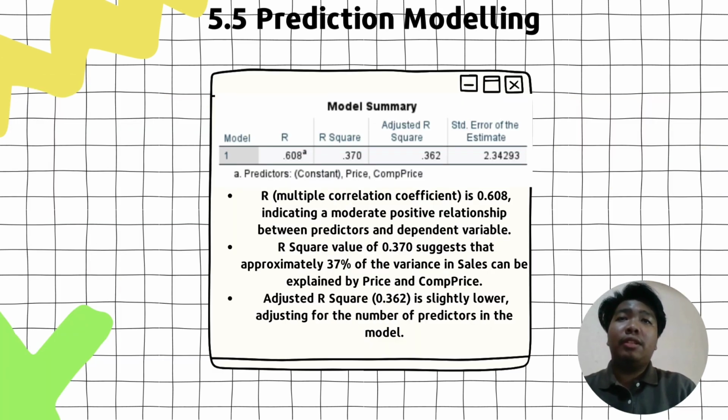Our multiple correlation coefficient is 0.608, indicating a moderate positive relationship between predictors and the dependent variable. The R square value of 0.370 suggests that approximately 37% of the variance in sale can be explained by price and comp price. Adjusted R square, 0.362, is slightly lower, adjusting for the number of predictors in the model.